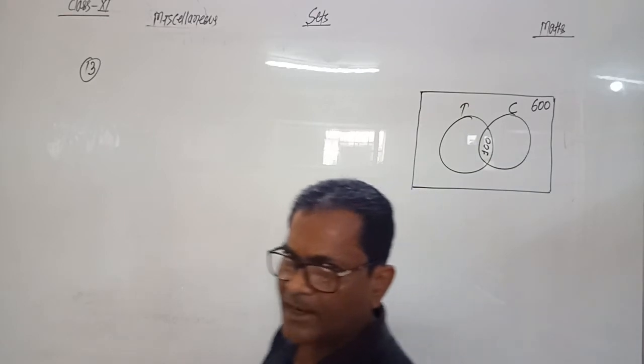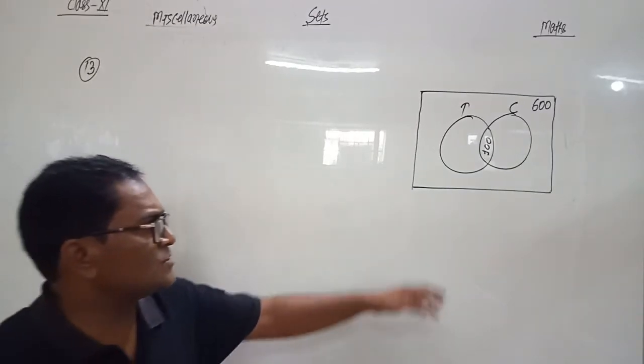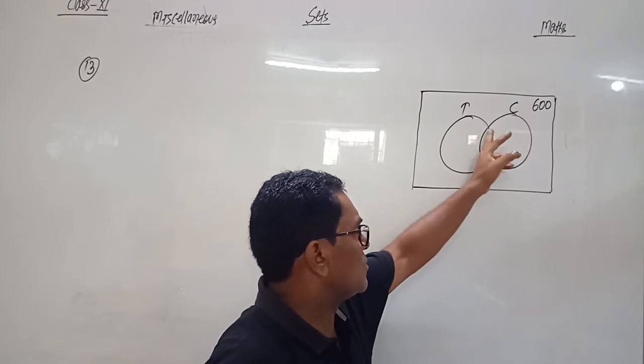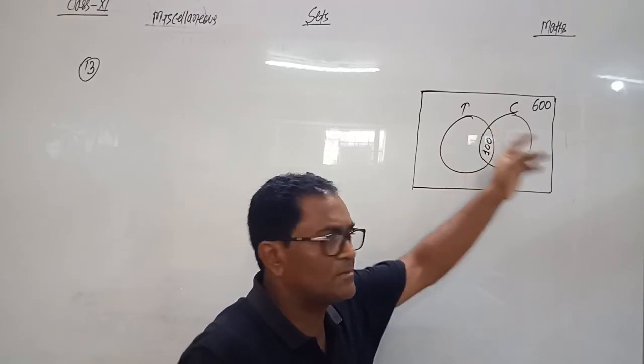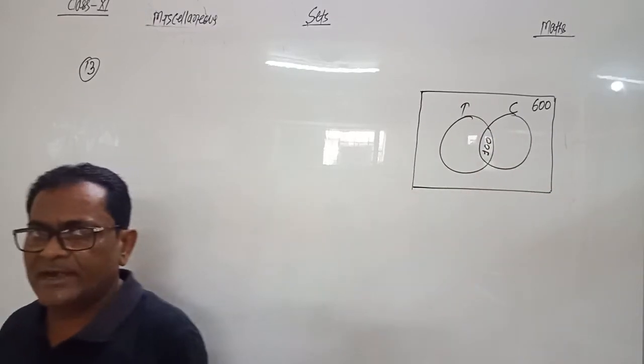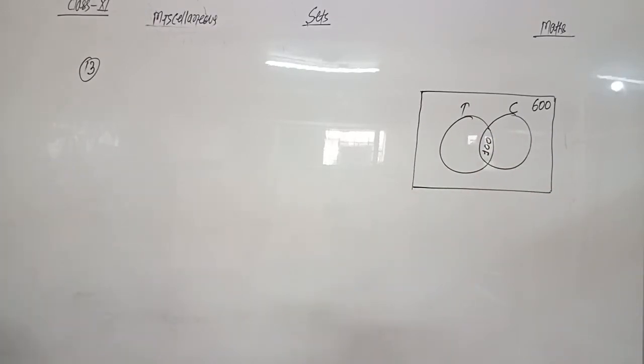In total 600 students, 100 students are taking the common drink, tea and coffee, and this is the common region from T and C. So 100 students are common. They are taking coffee and tea. 100 students were drinking both tea and coffee. So find how many students were drinking neither tea nor coffee.